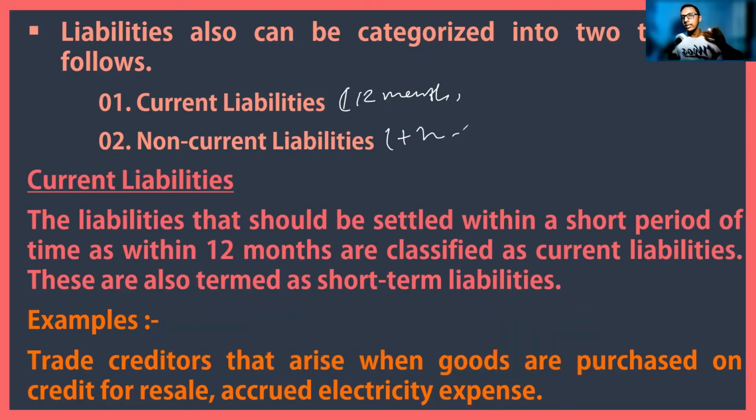Current liabilities are the liabilities that should be settled within a shorter period of time, such as within 12 months. These are also termed short-term liabilities. Examples would be trade creditors, which arise when goods are purchased on credit for resale, and accrued electricity payable. Accrued means payable. That is also a liability, and a very short-term one.